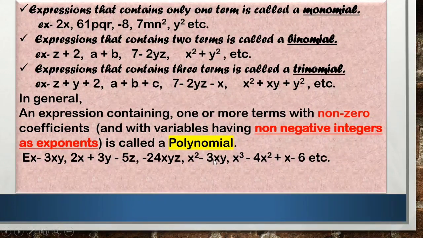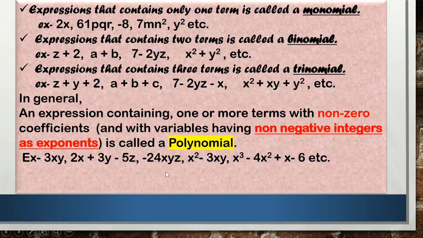Now one more thing they have given over here, and that is very important to identify whether the given expression is a polynomial or not. That is, the variables should have non-negative integers as exponents. Exponents means power of the variable. Non-negative integers means positive integers or zero, or in simple words, whole numbers. Whole numbers can be the exponents of these variables. Then only we will say that a given expression is a polynomial.